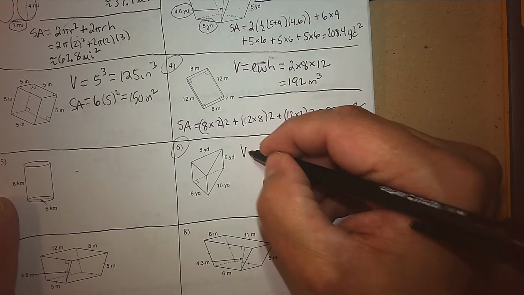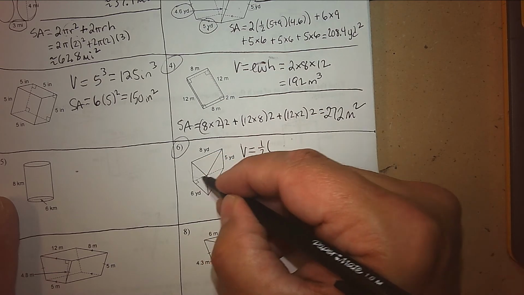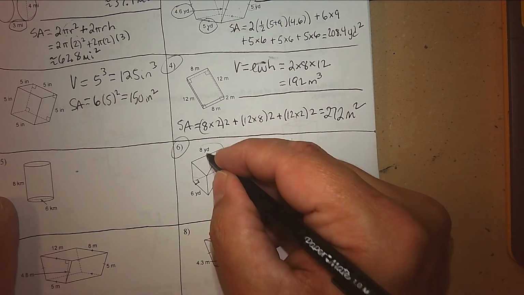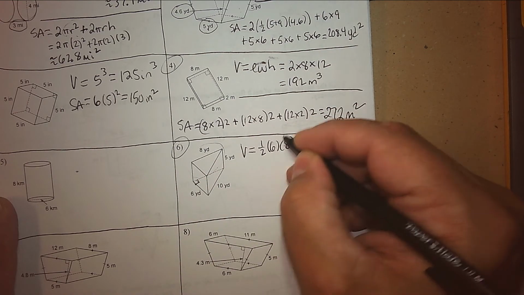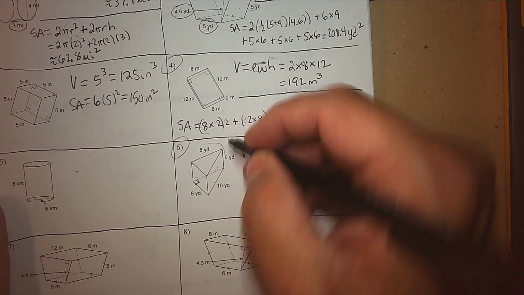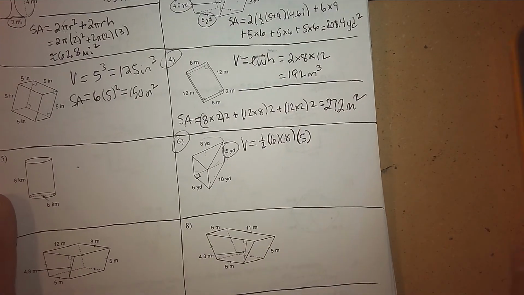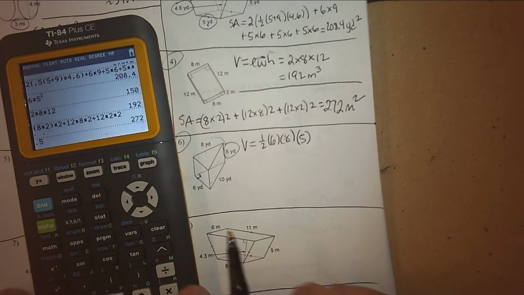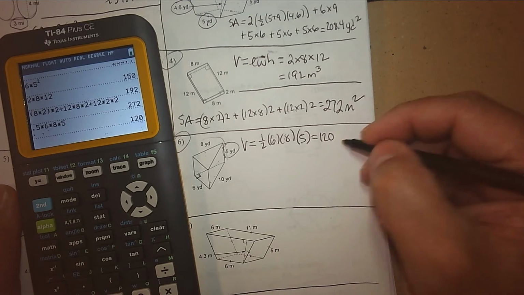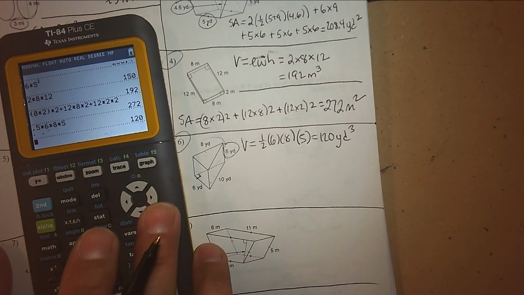To find the volume, it's the area of the base. Now for the triangular prism, it's the area of the triangle. Notice this 90. It's 6 and 8 that meet at 90. That's the triangle, times the height of the prism. So if I take the 2 triangles, what's the distance between the 2 triangles? And that is 5. That gives me the volume. That's 120 yards cubed. The area of the base times the height of the prism.